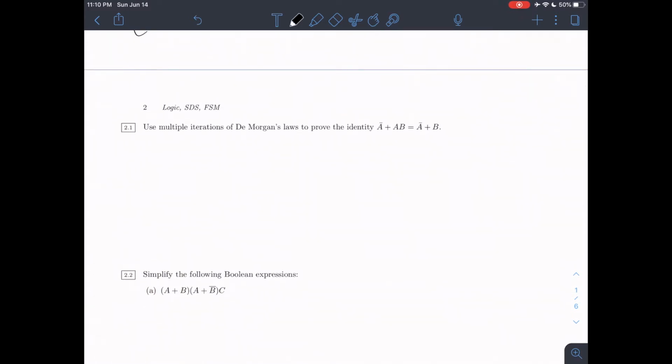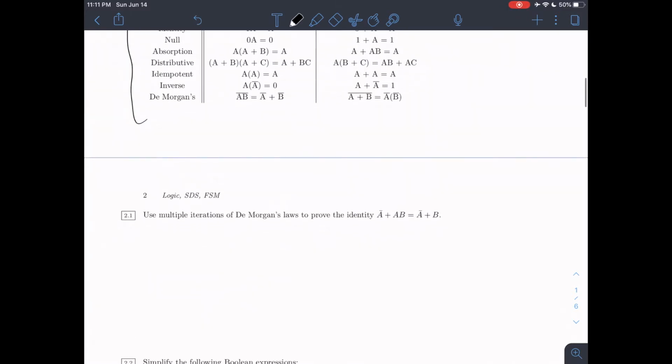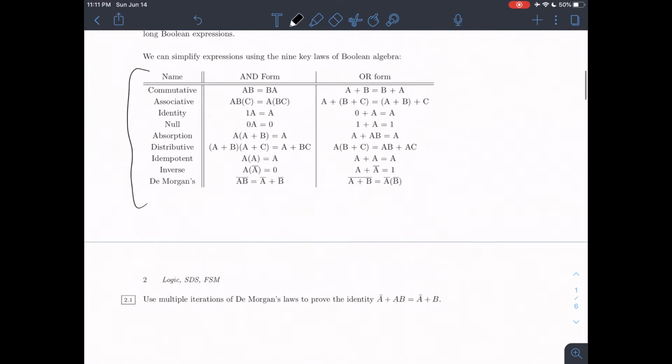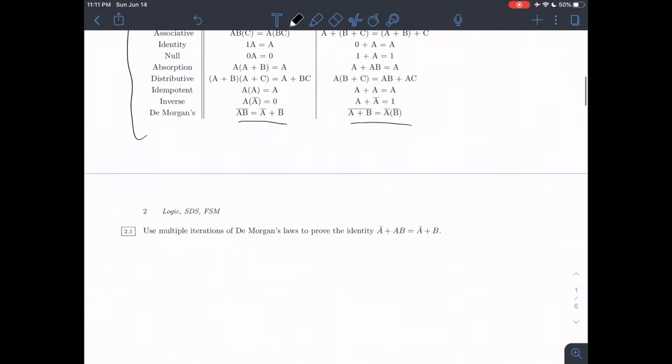of AND. 2.1. Use multiple iterations of De Morgan's law to prove the identity not (A or (not A and B)) is equal to not A or B. Over here, we can see De Morgan's law of the AND form is not (A and B) is equal to not A or not B. De Morgan's law of the OR form is not (A or B) is equal to not A and not B.